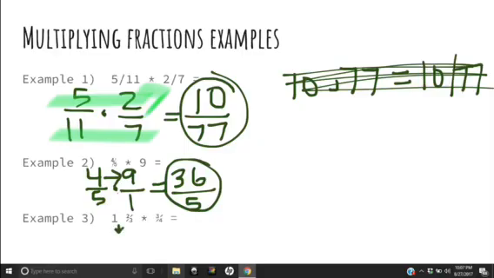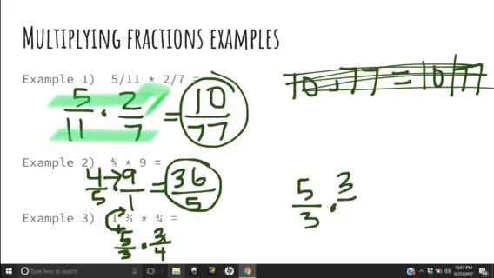1 2/3 is not written as an improper fraction. So I'm going to do 3 times 1 and get 3. 3 plus 2 gives me 5. So as an improper fraction, this is 5/3 times 3/4. I'm going to rewrite that over here. Top times top. Bottom times bottom.